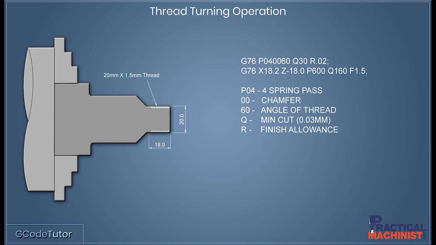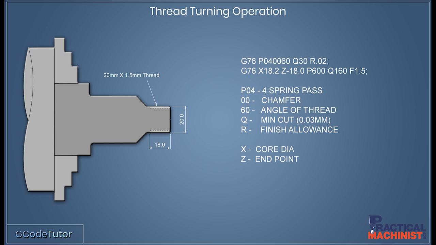So again, on the next line, G76 is where we start off. And so this just tells the machine we're continuing on the G76 thread turning cycle and to expect any command that follows this to be part of that cycle. The first thing we do on this line is to define the core diameter of our thread. So our thread core diameter is 18.2 millimeters. This would be our final depth of cut.